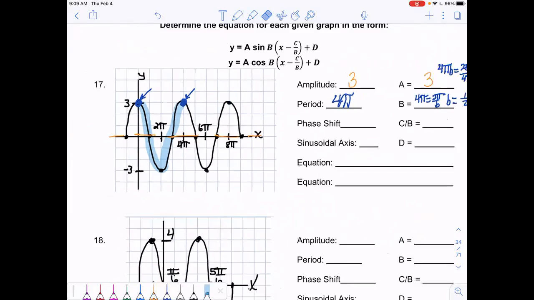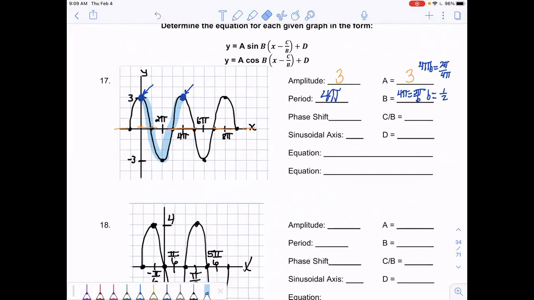Okay, so we have the period being 4 pi. The distance from max to max is a cosine graph. The B value is a half. Let's talk about the phase shift. If I'm looking at the cosine graph, which I highlighted up here, Brenna, what would the phase shift be? Where does this cosine graph start?